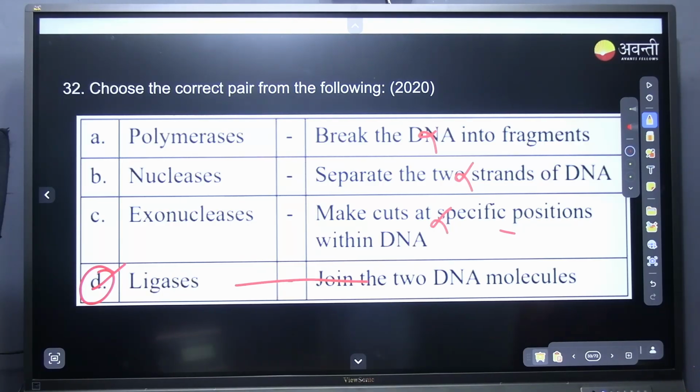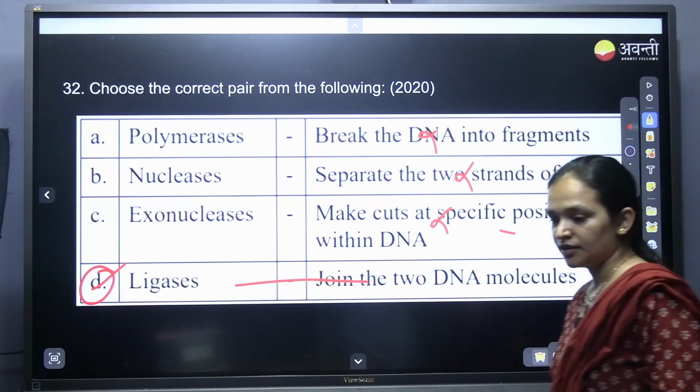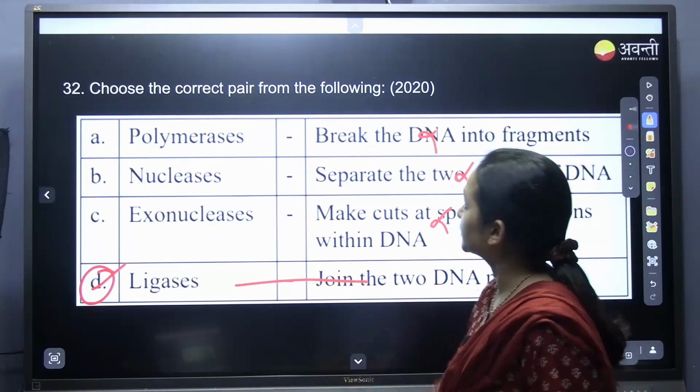Ligase joins 2 DNA molecules, isn't it? Okay, polymerase anyway. Yes. Okay. So this is a correct pair. Choose a correct pair.